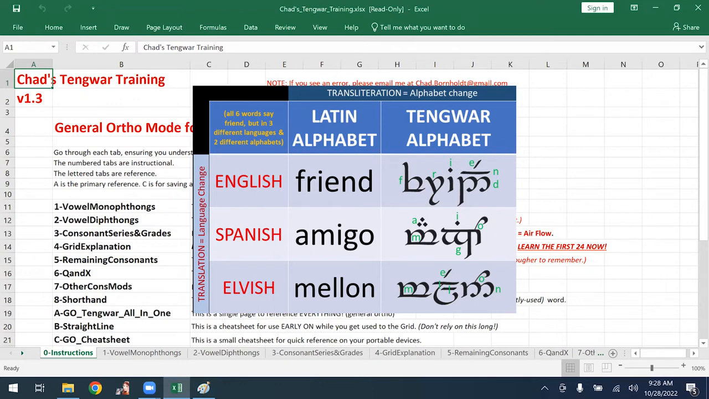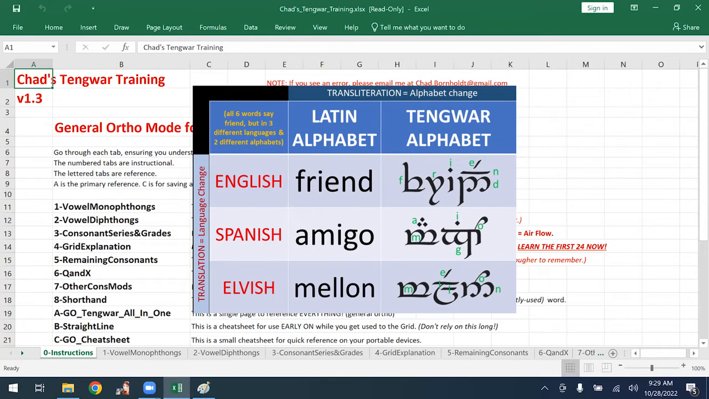And then transliteration is changing from one alphabet to another. So you could think about using a Sanskrit alphabet and writing Chad, that's transliteration. Using a Chinese alphabet, that's transliteration. If you write the same exact word in another alphabet, that's transliteration. But if you write the word in another language in the same alphabet, that's translation.